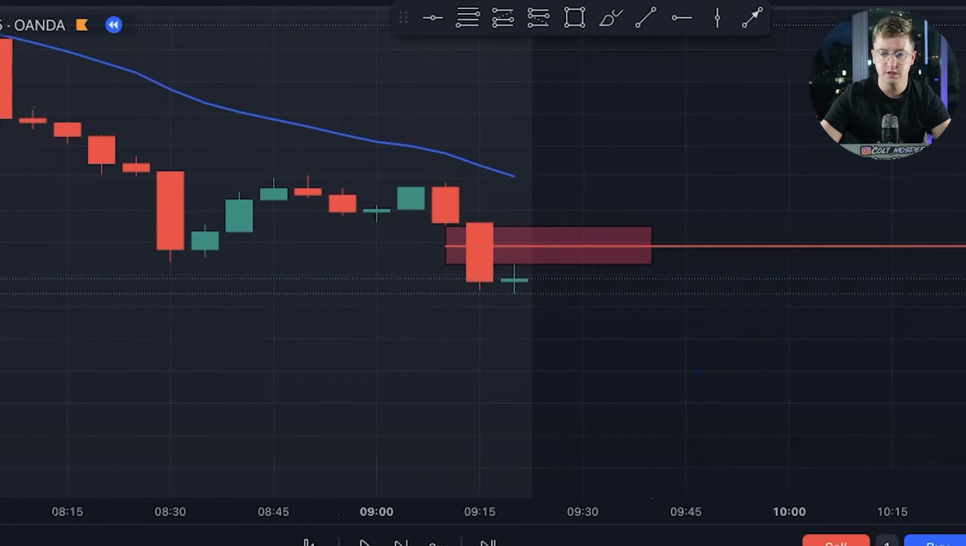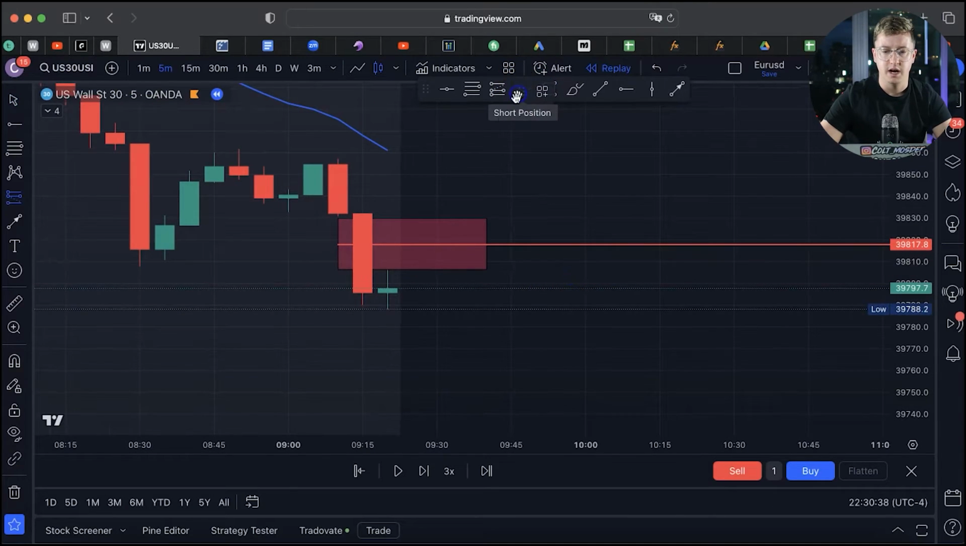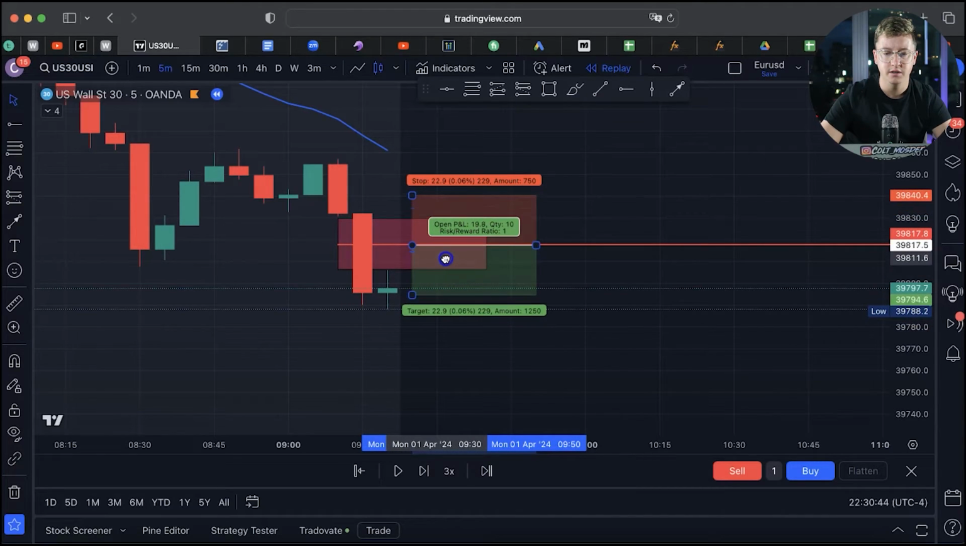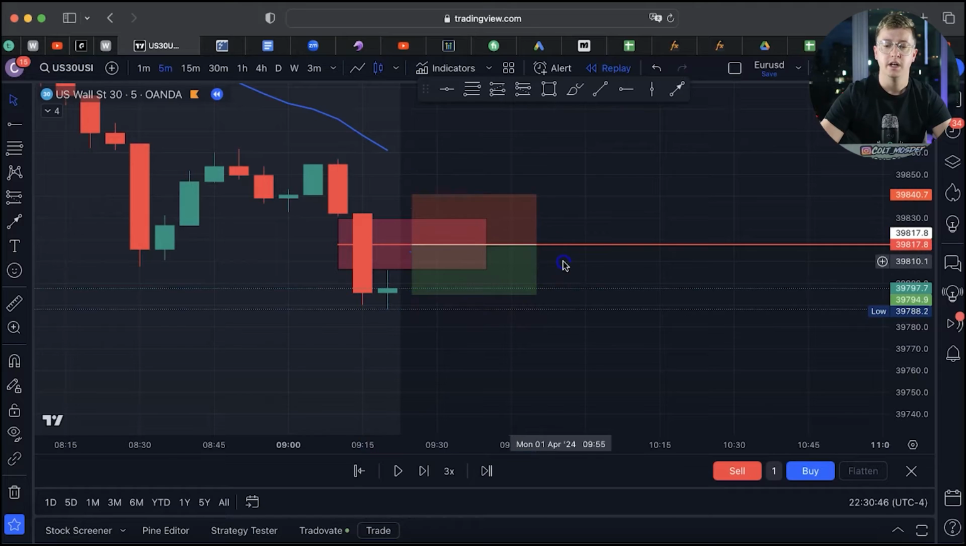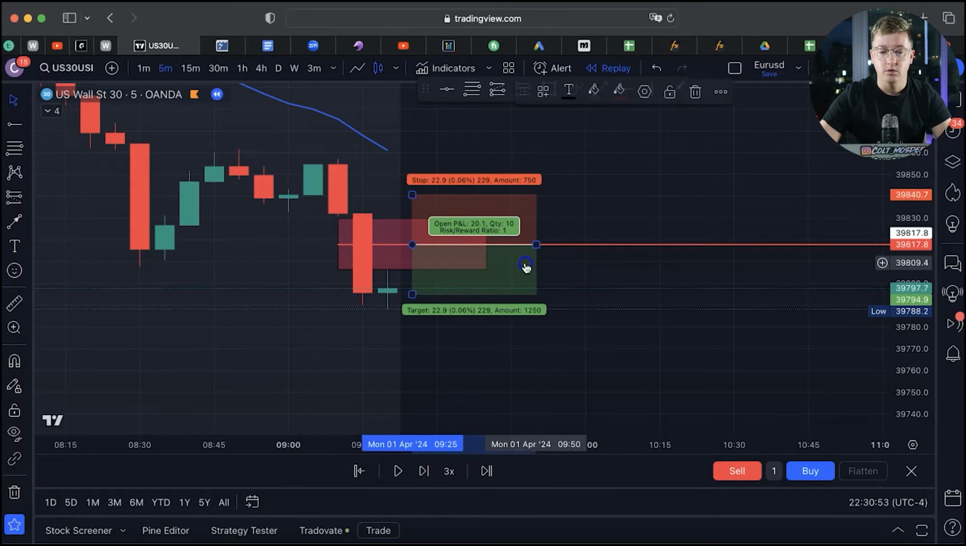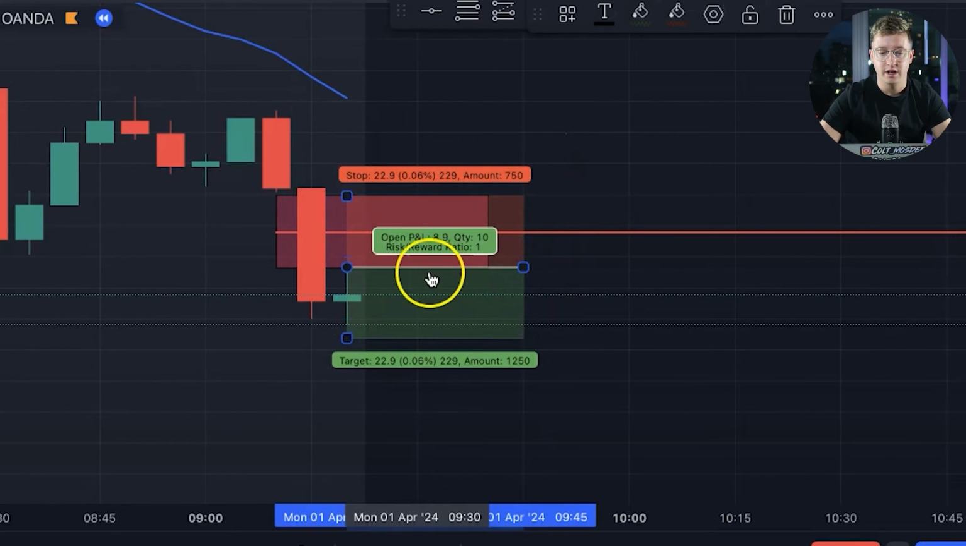Let me zoom in real quick. So we can go for a short, hypothetically. We could go for a short right here with our position. Or we could drag it up here and we could go short there. And what you guys could do is you could realistically enter 2 different positions. So now, let's say that we're entering the fair value gap right at the bottom right there.